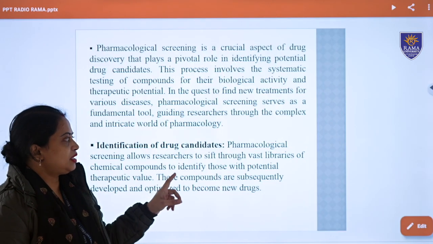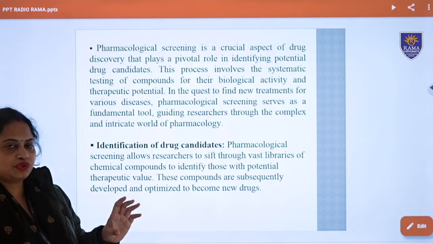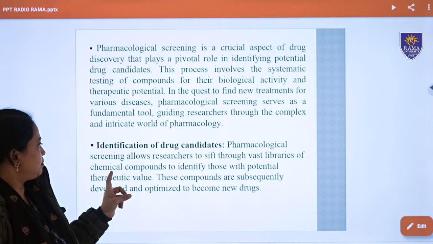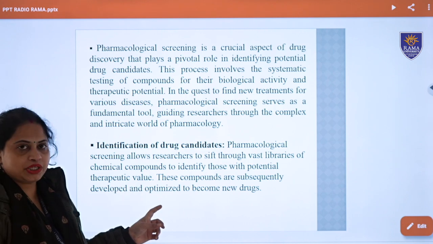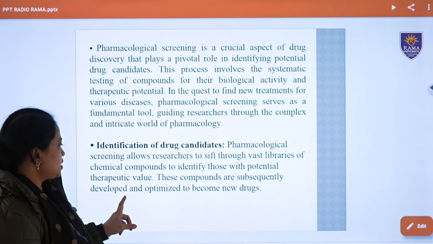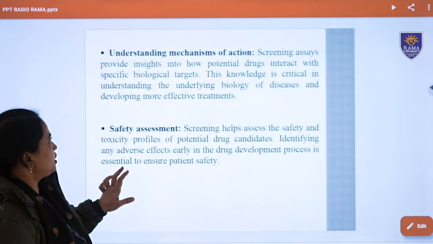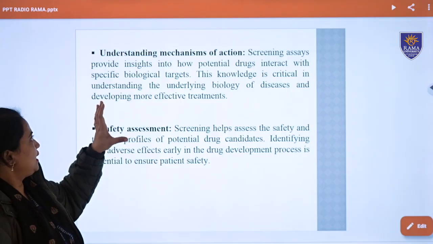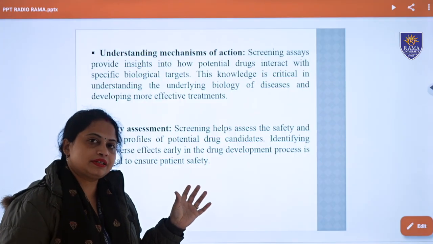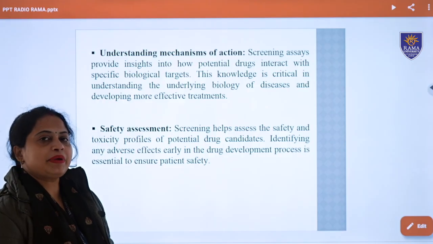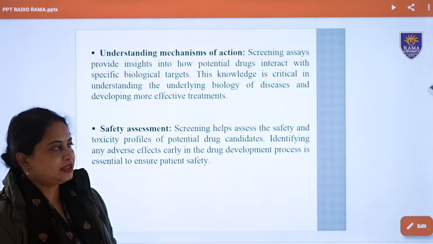Then identification of the drug candidate: pharmacological screening allows the researchers to sift through vast libraries of chemical compounds to identify those with potential therapeutic value, and these compounds are subsequently developed and optimized to become new drugs. Before that, we need to understand the mechanism of action, because with the help of these preclinical testing models, we can understand the mechanism of action of these drugs and also the safety profile of the drugs.